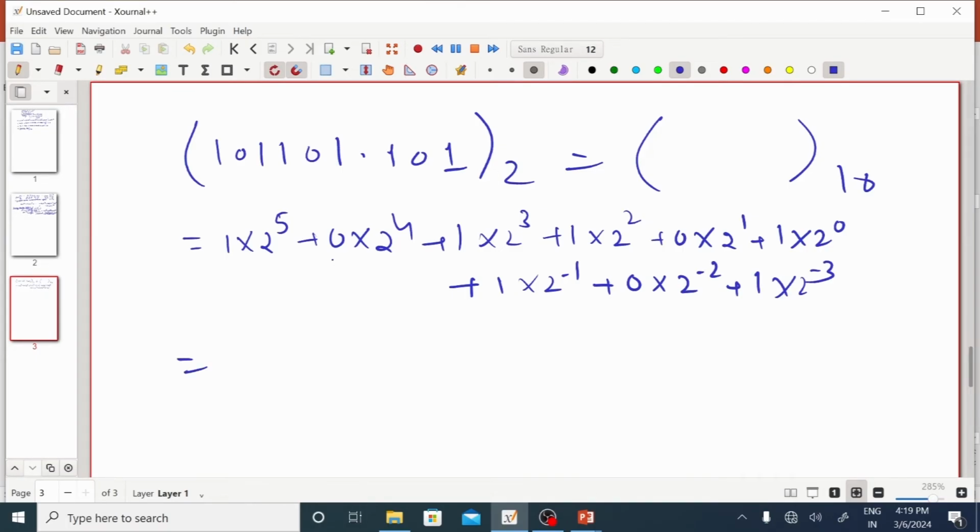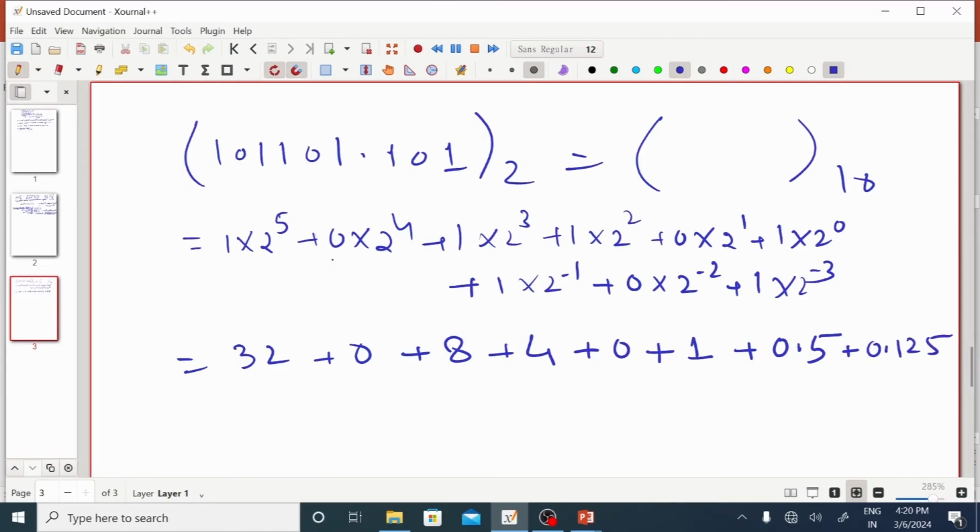So this is simply 1 multiplied by 2 to the power 5, which is 32, plus 0 multiplied by any number is 0, plus 1 multiplied by 2 to the power 3, which is 8, plus 1 multiplied by 2 to the power 2, which is 4, plus 0, plus 1 multiplied by 2 to the power 0, which is 1, plus 1 by 2, which is 0.5, plus 0, and plus 1 multiplied by 2 to the power minus 3, which means 1 divided by 8, that is equal to 0.125.